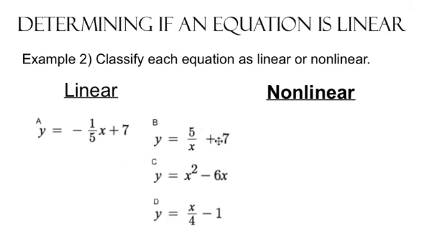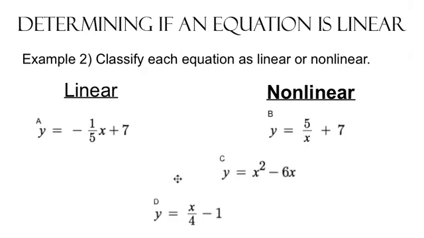For part B, we go through the same checklist. We don't have any exponents, but we are dividing by a variable. We're dividing by x, so we would classify B as being nonlinear. C, y equals x squared minus 6x. Notice here we have an exponent that is other than 0 or 1 on our variable, so we would classify this as being nonlinear.